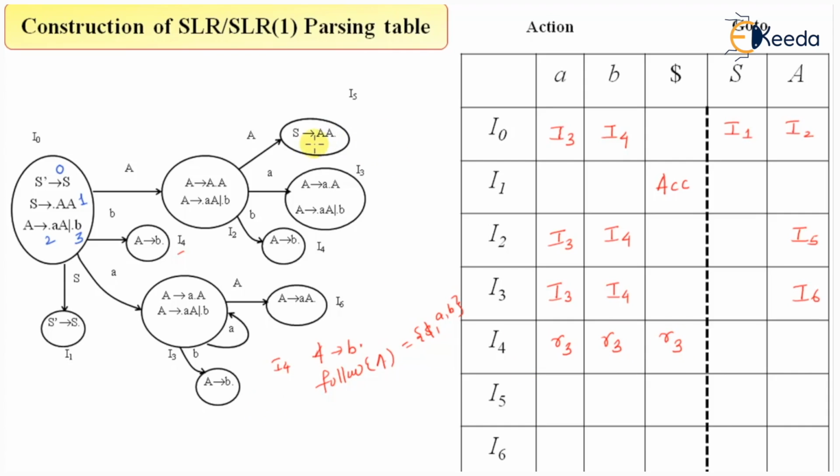Now come to I5, and here the production is S derives A dot, and I'll fill the entry in the restricted position, that is follow of S. What is follow of S? Follow of S will be only one symbol, that will be dollar, and the production number is 1, so I will write R1 only in the dollar column. I6 is A derives small a capital A dot, and again I'll put this entry in follow of capital A, which is a, b and dollar, and the number here is 2, so I will write here R2.